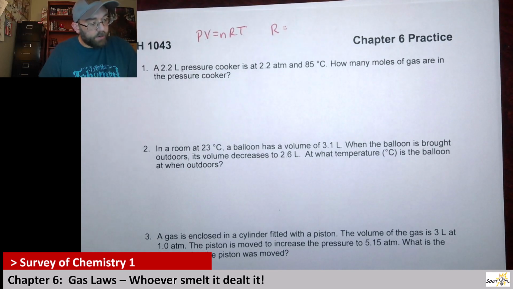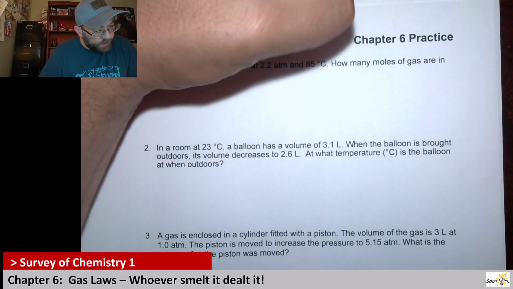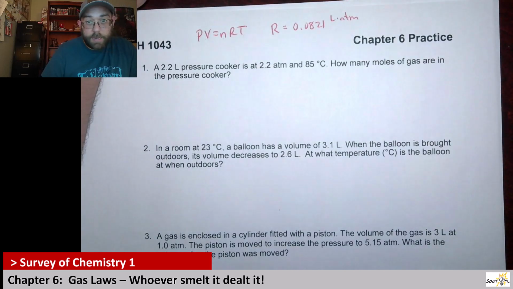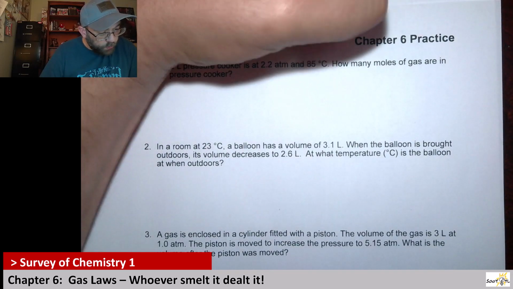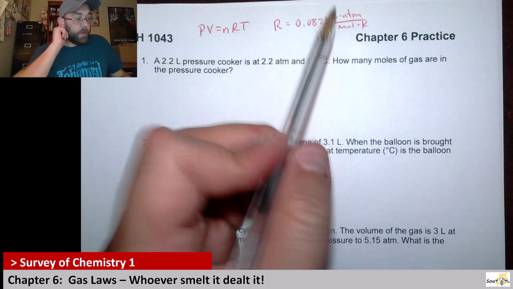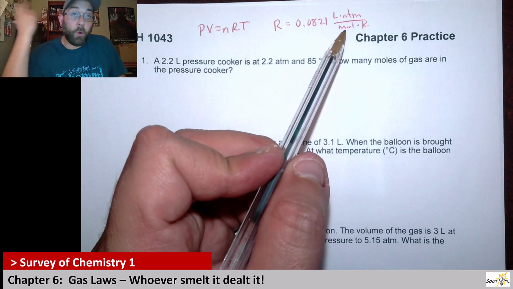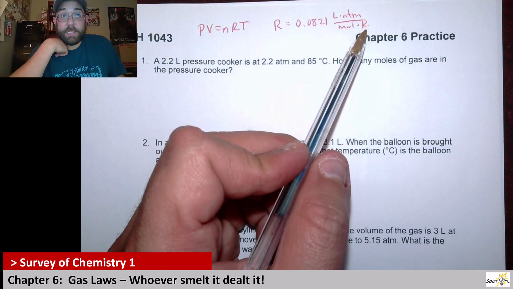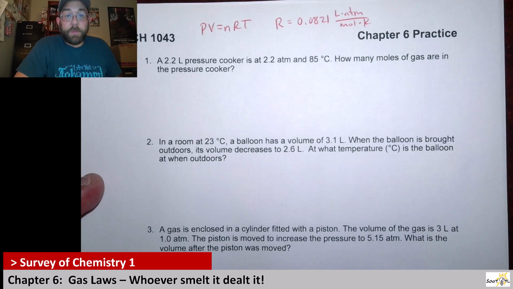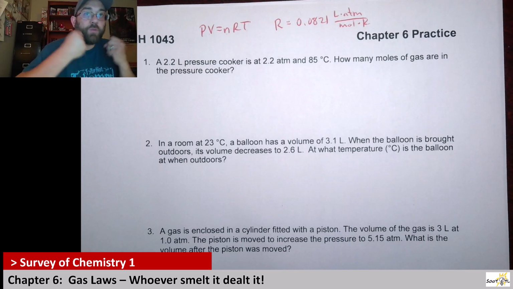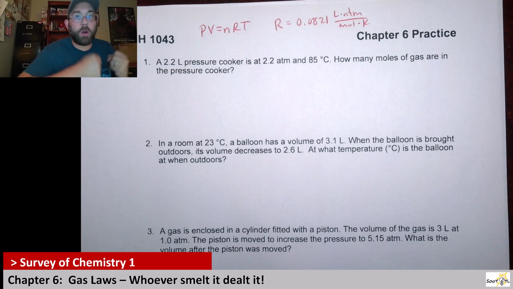Just to reiterate, your gas constant is 0.0821, and the units are liters times atmosphere over moles times Kelvin. So your volume needs to be in liters, your pressure in atmospheres, your moles in moles, and your temperature typically needs to be in Kelvin. Some of these are going to relate to actual changes, but I'm going to use the ideal gas law as our overarching principle. Let's remember that, and then we can work our way through it.